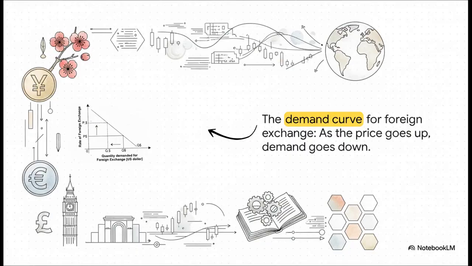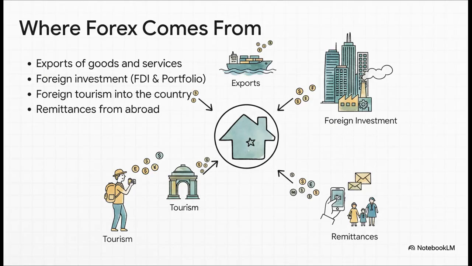I mean, this is straight out of Economics 101, isn't it? Price matters. As the exchange rate, that's the price on the vertical axis, goes up, that foreign currency gets more expensive for us. So what do we do? We demand less of it, which you can see on the horizontal axis. And that gives us this classic downward sloping demand curve. Simple as that.